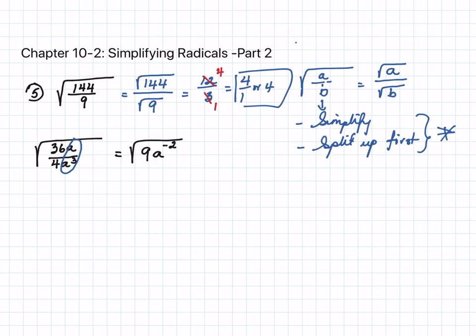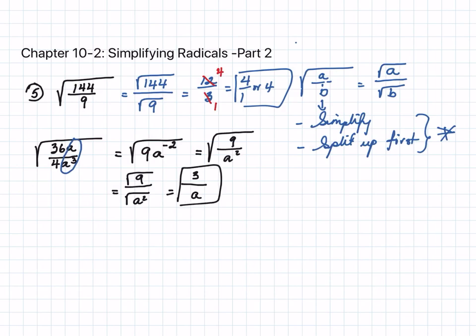I cannot have a negative exponent, it's just not simplified. I can make it 9 over a squared, and now I can split it up: square root of 9 over square root of a squared. That gives me a 3. A squared is a perfect square because it's even, so 2 divided by 2 is 1. That should give me a to the third in the denominator.